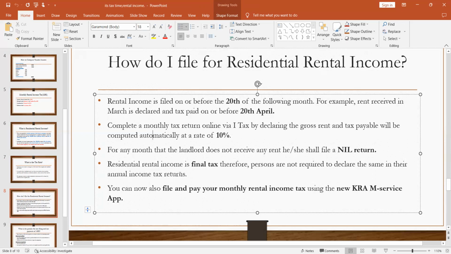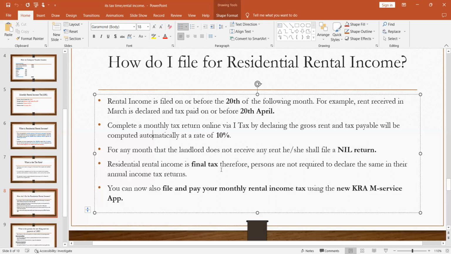So residential rental income is a final tax. Therefore, persons are not required to declare the same in their annual income tax return. Once you file this monthly one, you are not expected to file again at the end of the year. At the end of the year, you can simply file 0 on your return to show that I've been filing on a monthly basis. So it's a final tax. You don't have to declare anything at the end of the year.